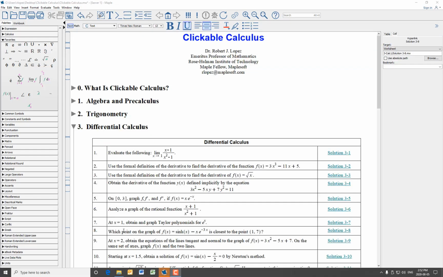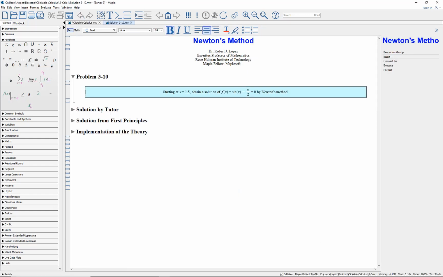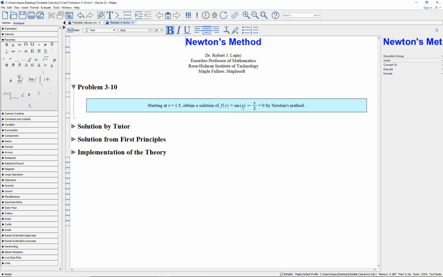Another application of the derivative is found in Newton's method for solving equations. So here is a problem to solve by Newton's method, and what we'll see is how the idea of Newton's method is implemented in that formula that one applies when they're doing Newton's method.